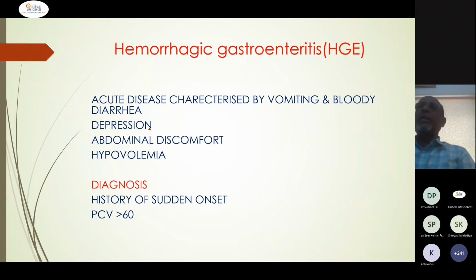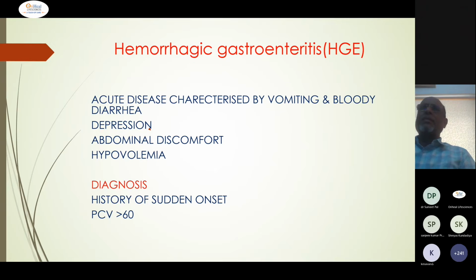How do you differentiate hemorrhagic gastroenteritis from parvo? Acute onset. In parvovirus gastroenteritis, on day 1 or 2 the animal will be sulking, on the 3rd day it will not eat, on the 4th day it will have vomiting, and on the 5th day it will have severe hemorrhagic gastroenteritis. But in hemorrhagic gastroenteritis, you will have sudden onset. Till yesterday it was fine, today it is having hemorrhagic gastroenteritis. Usually you have depression, severe abdominal discomfort, hypovolemia because of massive loss of fluid volume, and diagnosis mainly by history and PCV of more than 60. So PCV is very important.